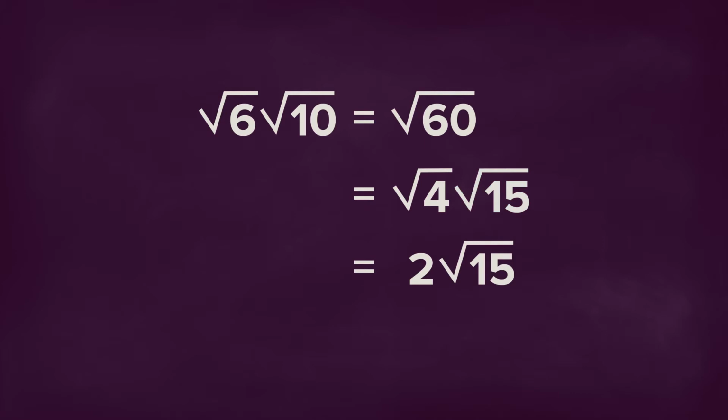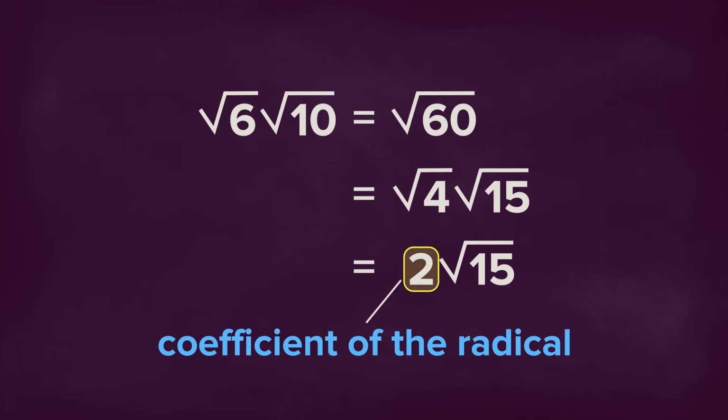So in its simplest form, the square root of 6 times the square root of 10 equals 2 times the square root of 15. Now the answer fits our two guidelines. There are no perfect square factors in the radicand, and the term has one radical. Notice that the simplest form has one rational number multiplied by the other one irrational number. We call this rational number the coefficient of the radical. 2 is the coefficient. The square root of 15 is the radical.